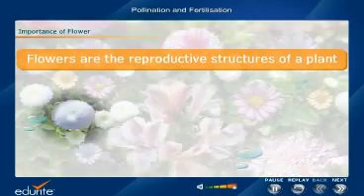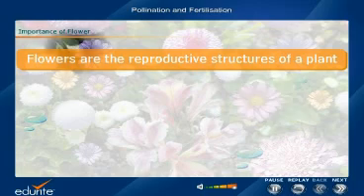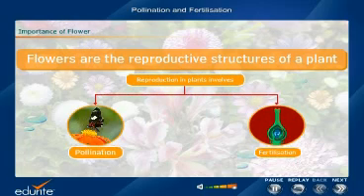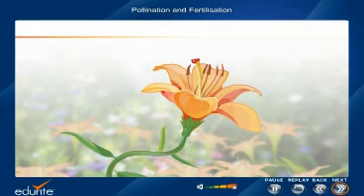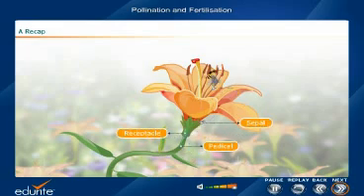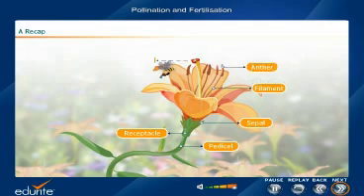Reproduction in plants involves two processes that happen in the flowers. These are pollination and fertilization. Let us examine these processes now. Before going to the process of reproduction in plants, just recollect the parts of a flower so that further discussion will be easy.